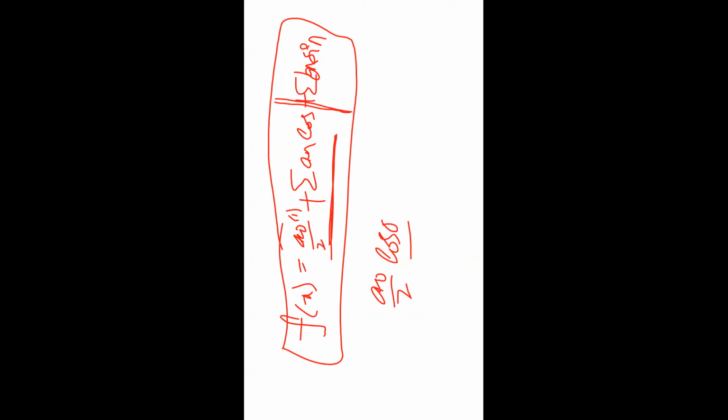So that's why we assume only cos 0, because cos 0 equals 1. 1 is a multiple of a0 by 2. a0 by 2 has no need to change in the multiple of cos 0.